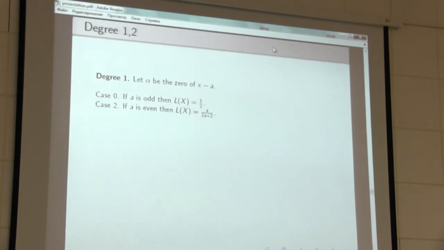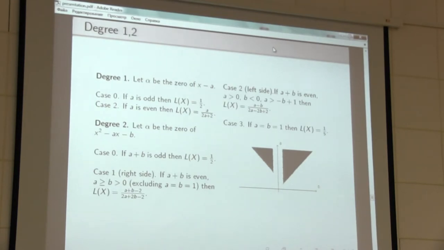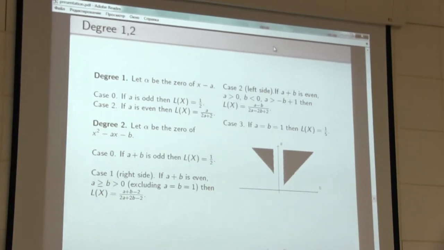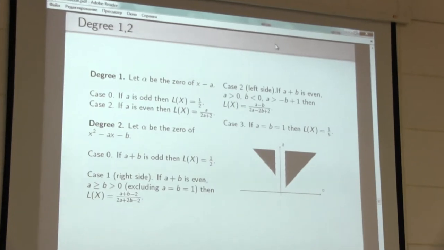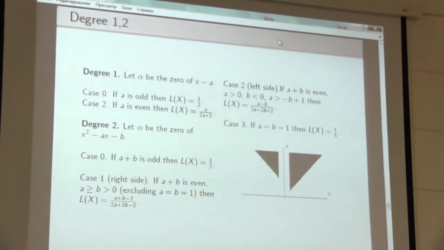Let's start from the beginning, from the small degrees. The first degree is when alpha is an integer, for example. This is very simple. If the sum is odd, then it's 1 over 2, which corresponds to case 0 for an arbitrary degree. And case 2 is minus 0. Then we draw a picture for all of these numbers. It's quite easy to draw this picture. So again, there are three cases, 0, 1, 2, that are true for an arbitrary D, and there is one special case, case 3.